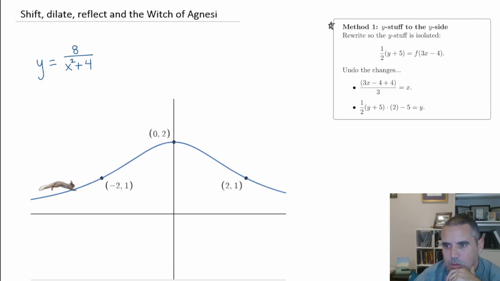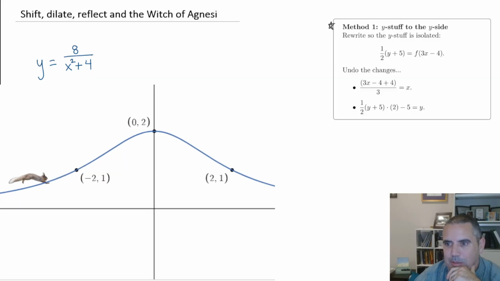Grabbed a picture of a squirrel. Kind of looks like something from the UW campus. And we're going to let it go here. So just for fun, I'll have it moving around while we do this. So there goes our little squirrel moving along.